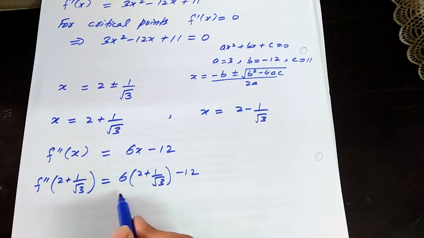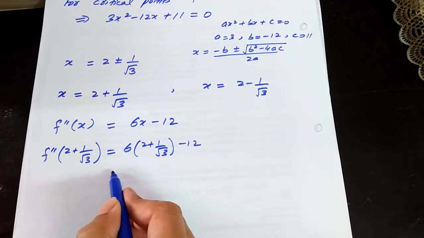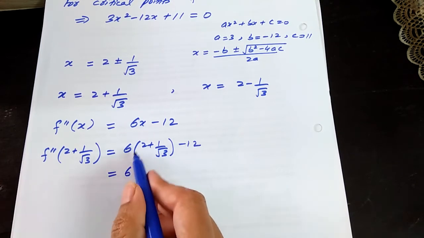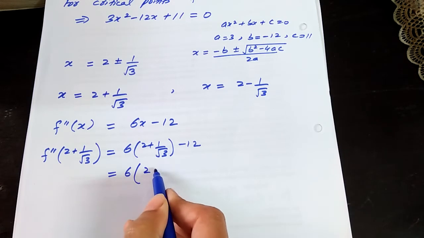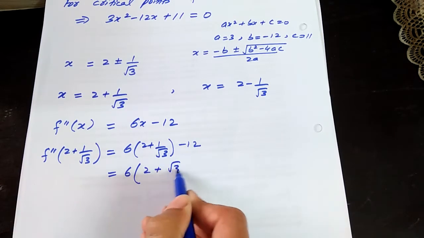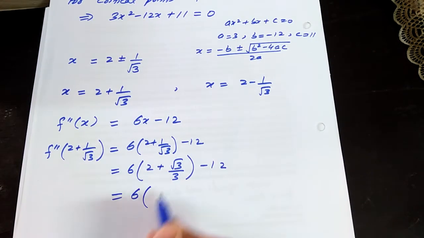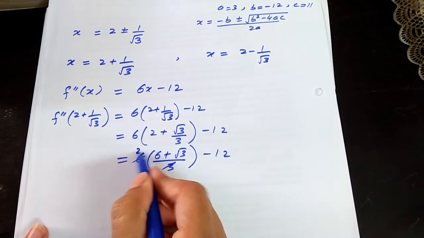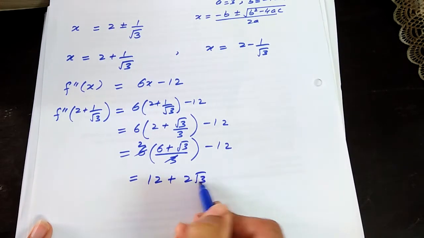Now we need to simplify it. This is a different simplification, that's why I'm showing you how I simplified it. This can be done as 6 times, we can write it like this as well, 2 plus under root 3 over 3 minus 12. So it can be 6 times 2 plus under root 3 over 3 minus 12. Now this 3 can be cancelled out with this 6, which gives 2. We'll get here 12 plus 2 under root 3 minus 12.